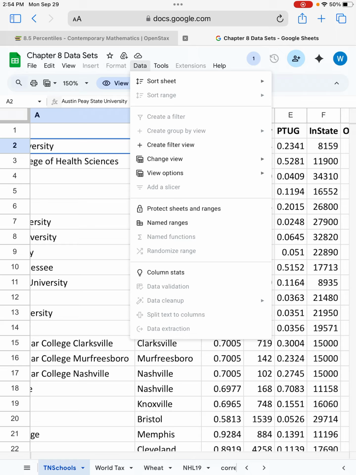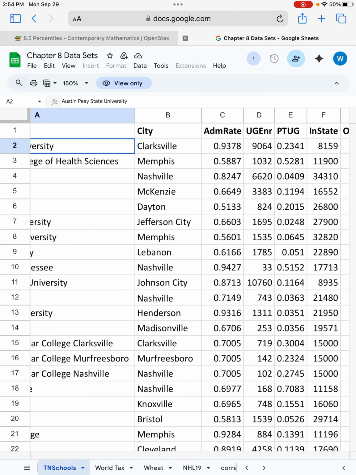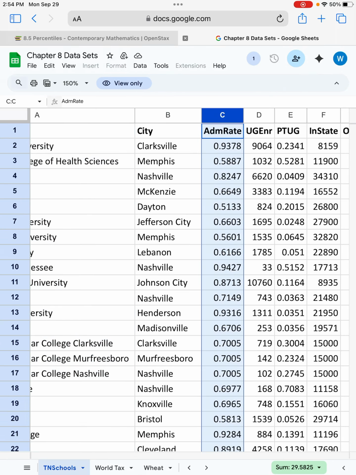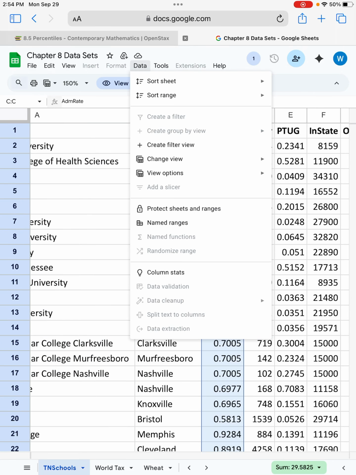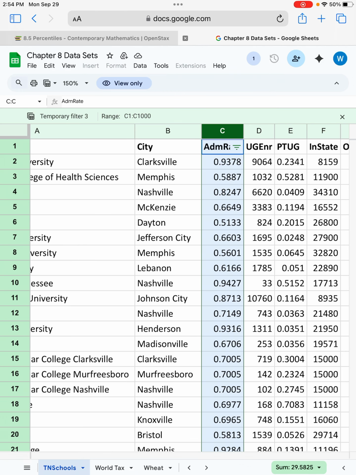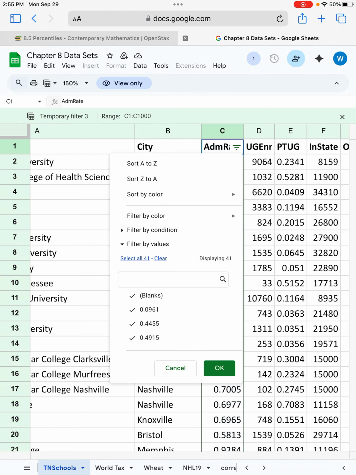And then I thought I could do it a little bit differently. If I click data, I did click on the column I wanted to do, and I could click, oh yeah, create filter view. That's always nice. If I create a filter view, it allows me to filter any of the columns. So I guess it's just allowing me to do the one that I'm highlighted on.